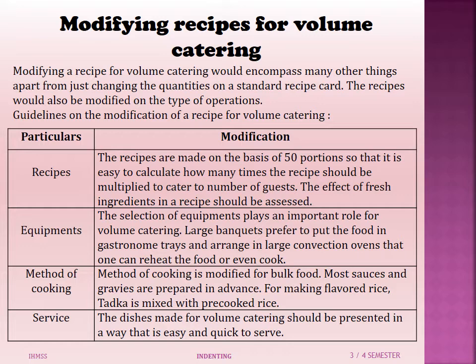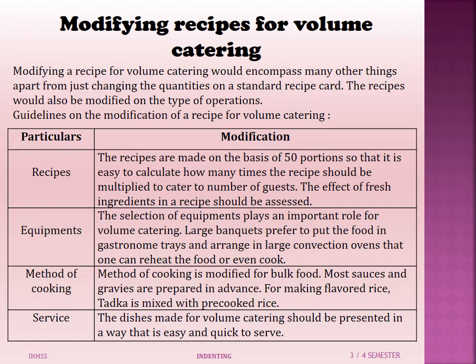Particulars and modification. Recipe: the recipes are made on the basis of 50 portions so that it is easy to calculate how many times the recipe should be multiplied to cater to the number of guests. Equipment: the selection of equipment plays an important role in volume catering. Large banquets prefer to put the food in gastronorm trays and arrange them in a large convection oven, where one can reheat the food or even cook.